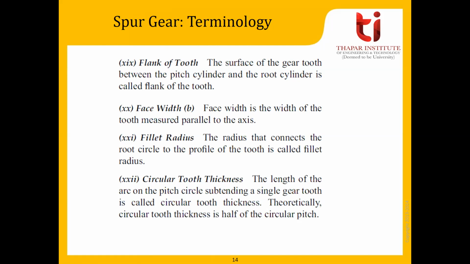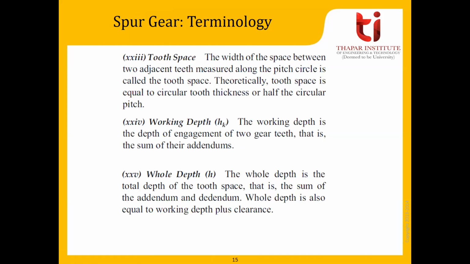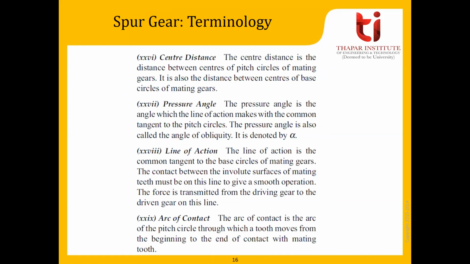Circular tooth thickness, the length of the arc on the pitch circle subtending a single gear tooth is called circular tooth thickness. Theoretically, circular tooth thickness is the half of circular pitch. Then the tooth space, working depth, whole depth, we can see these all from that figure. Now the center distance. The center distance is the distance between centers of pitch circle of mating gears. It is also the distance between centers of base circle of mating gears, right?